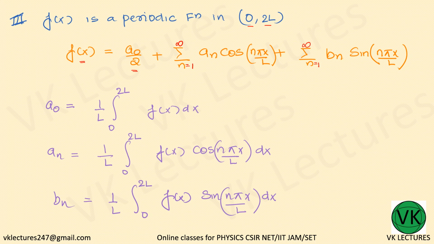And a naught equals 1 by L integral, the limits 0 to 2L, f of x dx. an equals 1 by L integral from 0 to 2L of f of x into cos n pi x by L dx. bn, which is the sine term, is 1 by L integral 0 to 2L of f of x into sine n pi x by L dx.